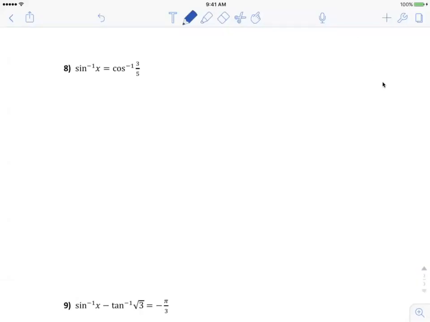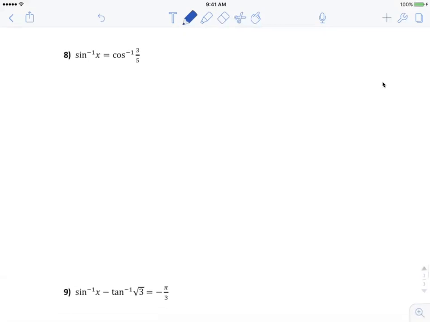Hey everyone, we're back at it to finish off 7.7. This is page 3. These equations have two inverse trig functions involved. So how do we tackle those?